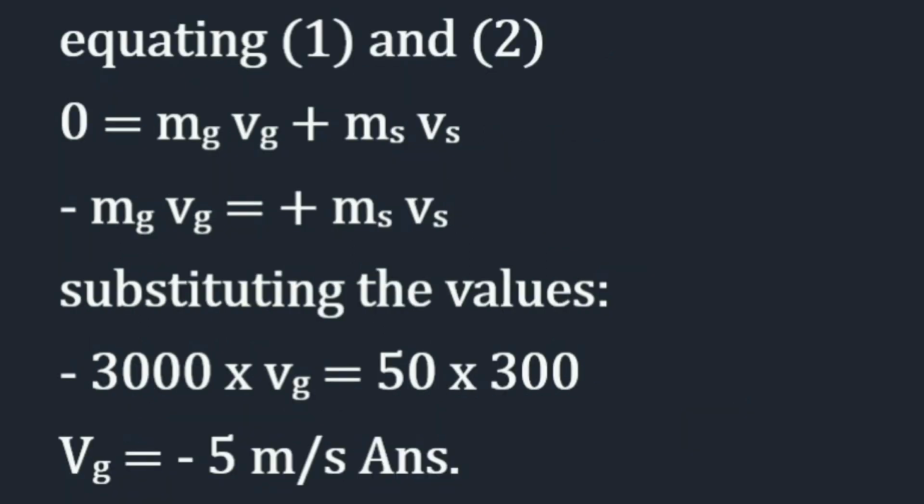Now equating 1 and 2, 0 is equal to mg vg plus ms vs. That implies minus mg vg is equal to plus ms vs, which means that the velocities of the shell and the gun are in opposite directions. Substituting the values, minus 3000 into vg is equal to 50 into 300. By calculating, we will get vg is equal to minus 5 meter per second.